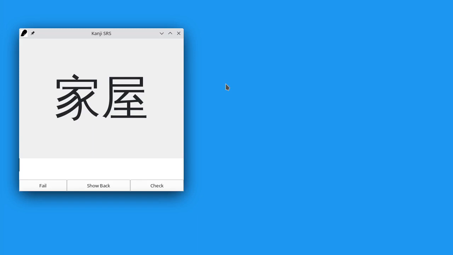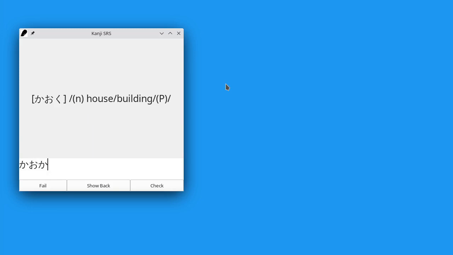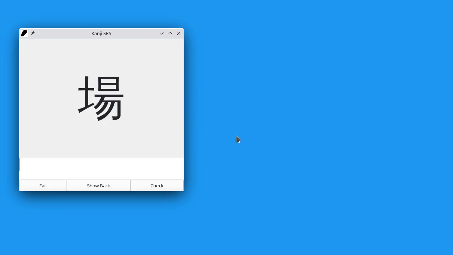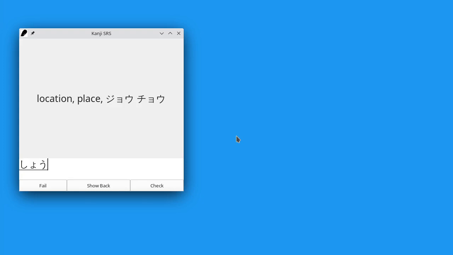And this one is Kauka? No. Kaoku. Yeah. I remember ka o ku. So this one is ka and this one is oku. Sho. Really? I forgot a u on that. Okay. Oh, I did not forget a u on that. I missed it completely. It's jo.